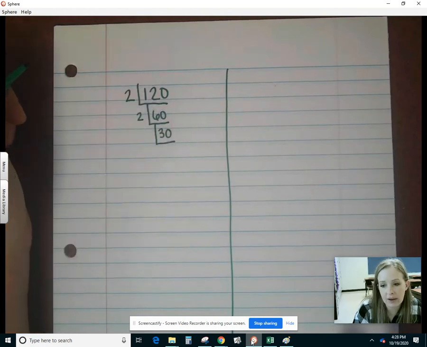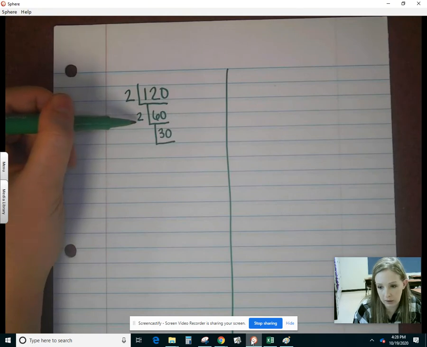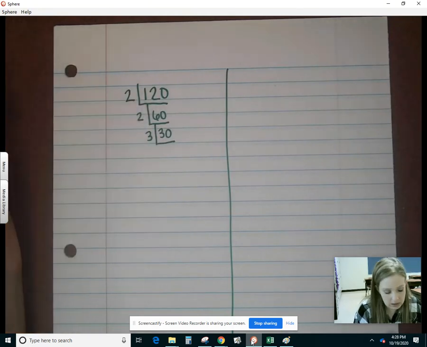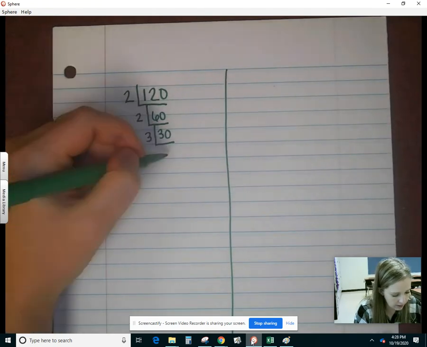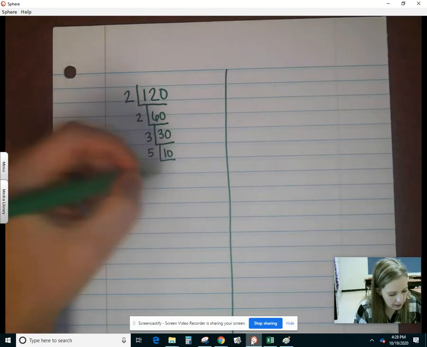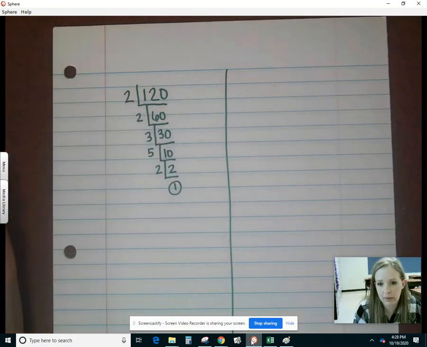again, you don't have to divide in any sort of order. So you might have picked 5 to divide by here, and that's okay. I'm going to divide by 3 here. I could have done 2. I could have done 5. 10, I can divide by 5, which gives me 2. And then 2, I can divide by 2, and that gives me 1.